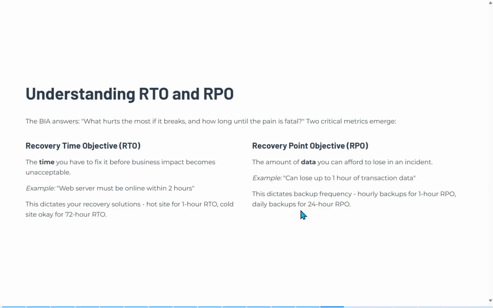The minimum acceptable time is 2 hours. If the maximum acceptable time is 2 hours, you must take it back online for the business to actually continue. This indicates your recovery solution: hot site for 1 hour, which is RTO, recovery time objective. Cold site is okay for 72 hours.